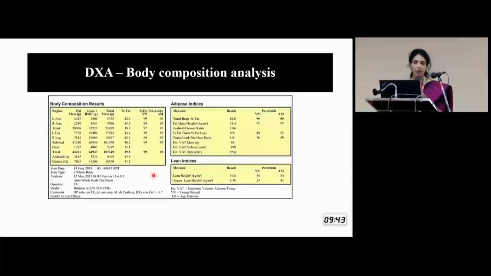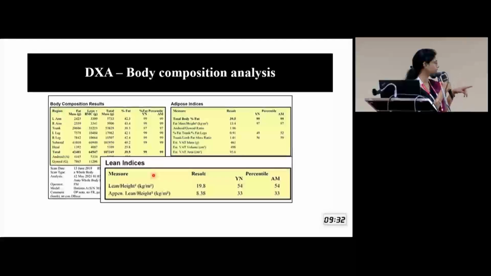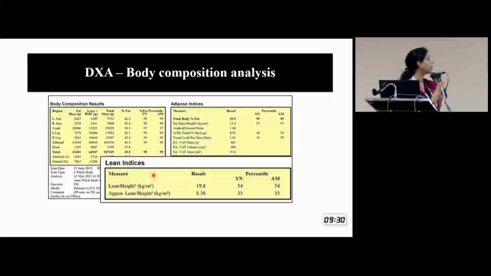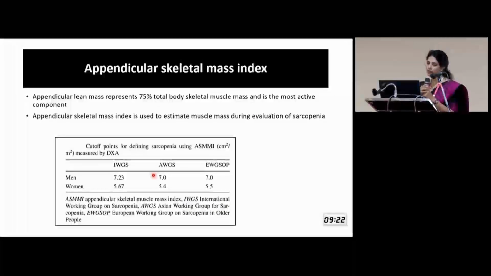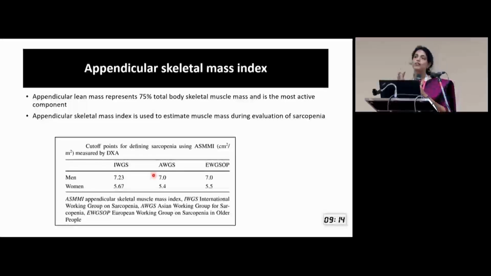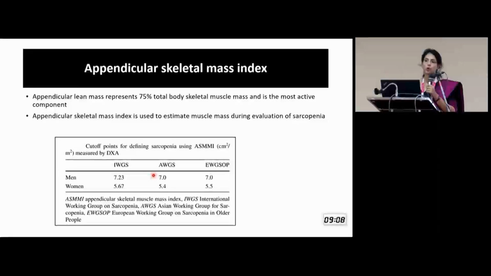I think again this has already been explained. You get fat mass, lean plus BMC total mass, and then the percentage of fat, and then you get various adipose indices. What we are interested in is the lean indices. So you can see you get the lean mass index, that is lean mass by height squared, and the appendicular lean mass index, that is appendicular lean mass by height squared, which is the most important parameter. Now, why we are focusing on the appendicular skeletal mass is, like I already discussed, 70% of the total skeletal mass is actually appendicular lean mass, and also this is the one which is most active. And also when they have looked at clinical studies, the appendicular lean mass has a good correlation with the clinical complications associated with sarcopenia.